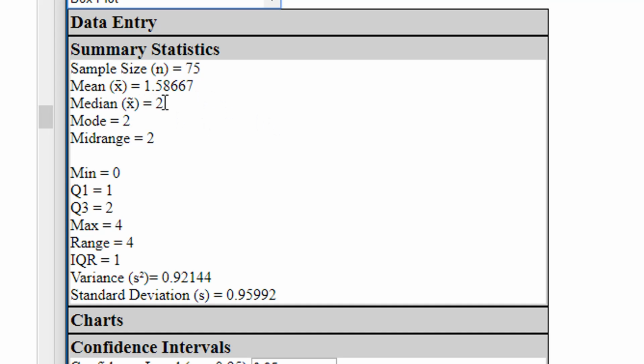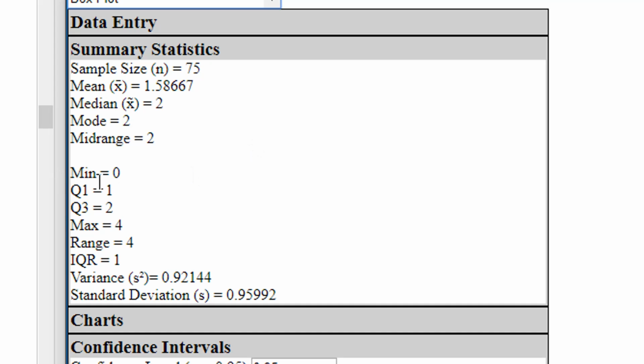Median is the halfway point. Half of the kids watched 2 or more shows, and half the kids watched 2 or fewer shows. 2 is the mode, which means most of the kids watch 2 shows. That's obvious from looking at the frequency table. And the mid-range is also 2. Now, mid-range is the average between the maximum and the minimum number. So the average of 0 and 4.